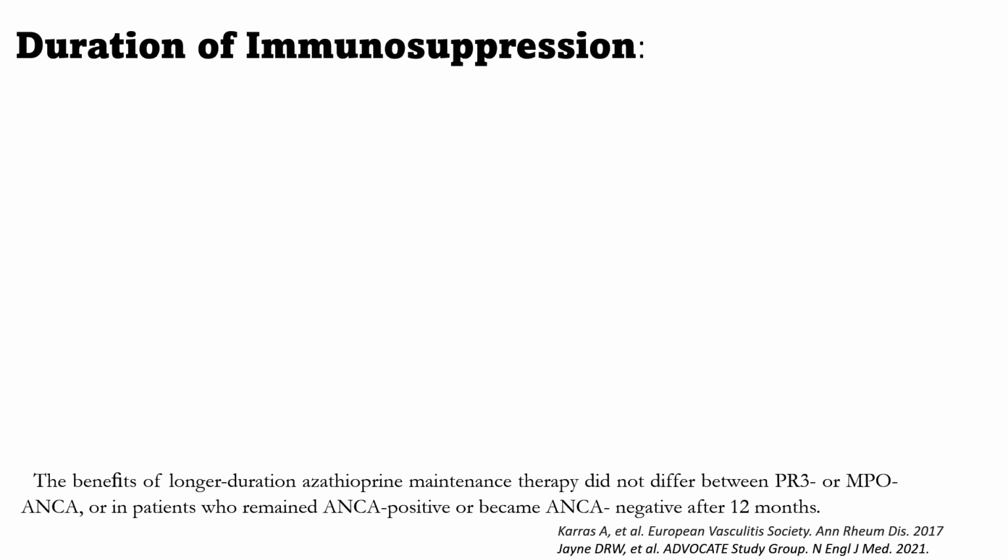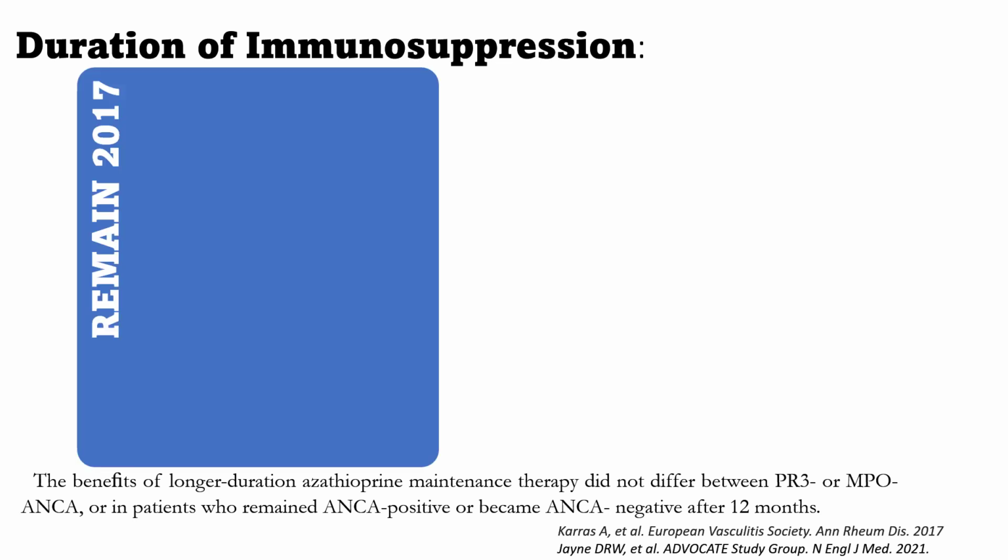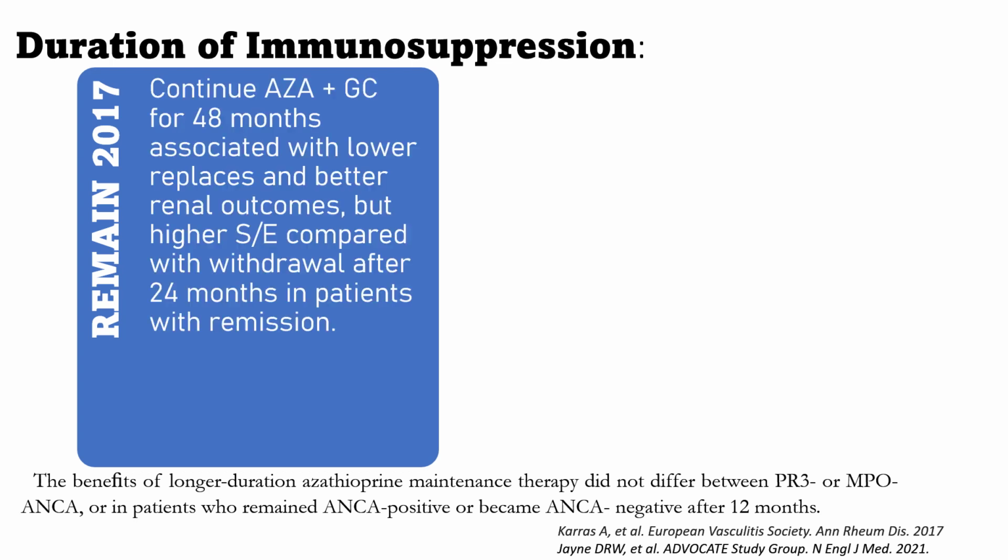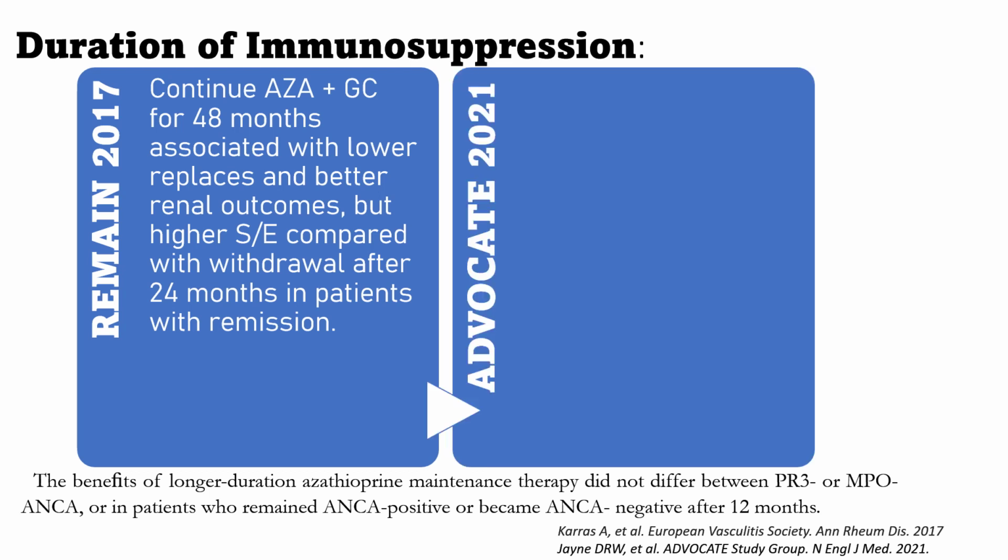So what about the duration of immune suppression? How long do we give immune suppression? In the REMAIN trial in 2017, they found that continuing azathioprine plus glucocorticoid for 48 months was associated with lower relapse and better renal outcome, but higher side effects, compared to withdrawal after 24 months in patients in remission.